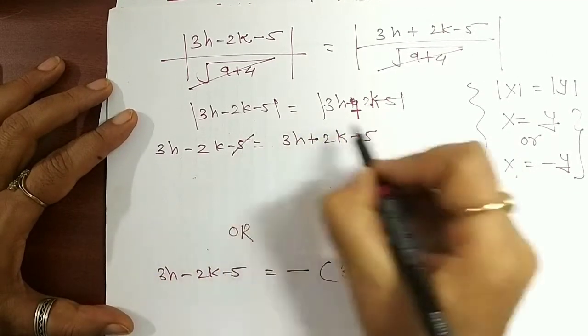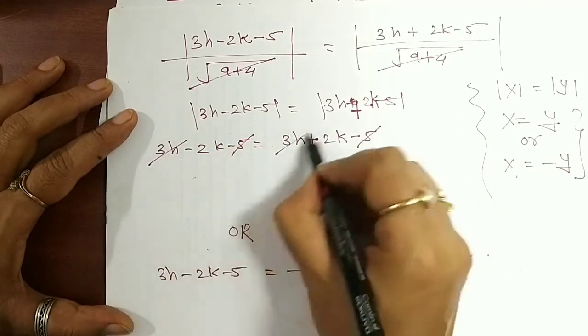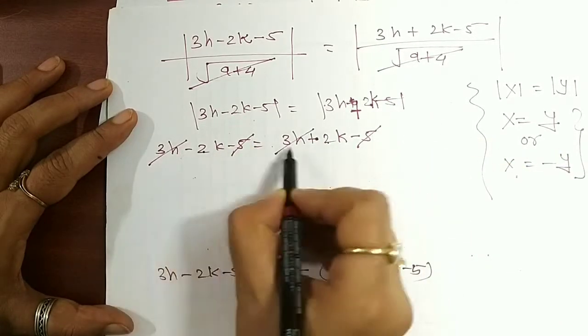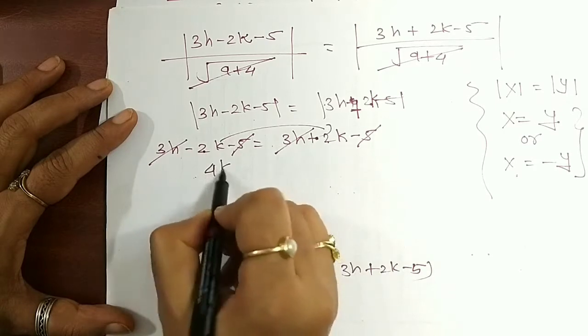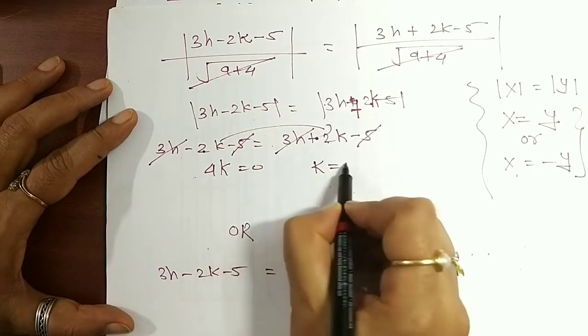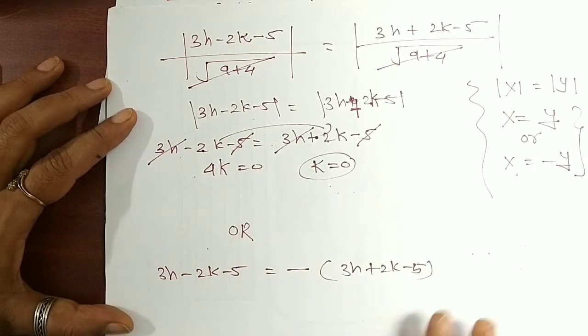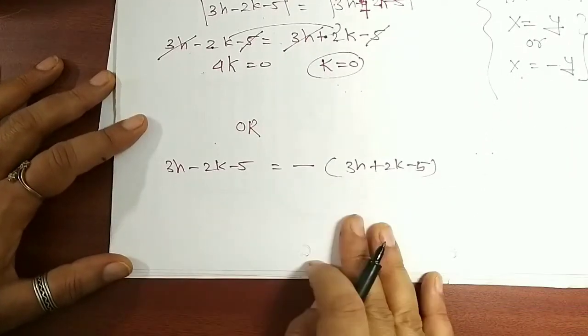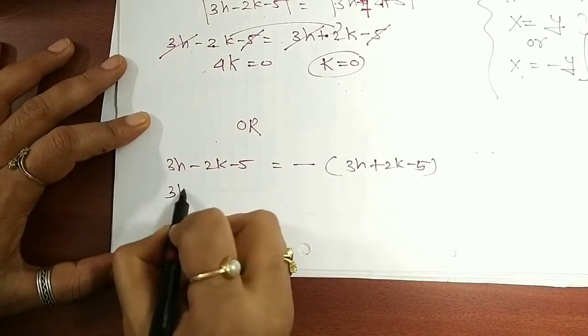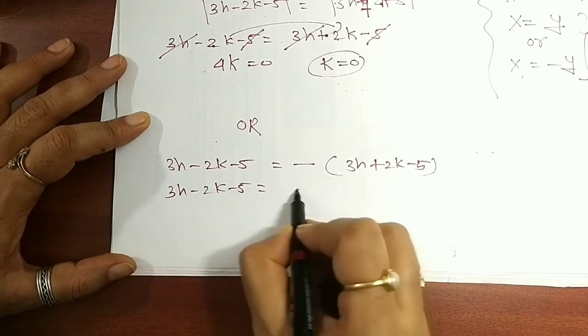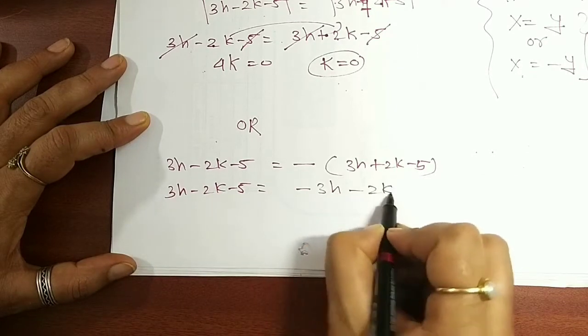So from the first, we get one conclusion. Both sides, this cancels and this cancels, and this is minus 2k and that is 2k, so this will go there. So it will be 4k equals 0, which is nothing but k is equal to 0. Okay. Now from here let's see what we will get. This is 3h minus 2k minus 5 is minus 3h minus 2k plus 5.